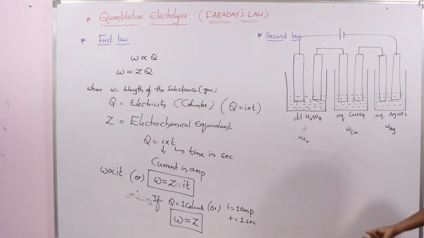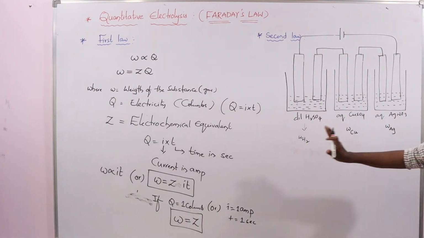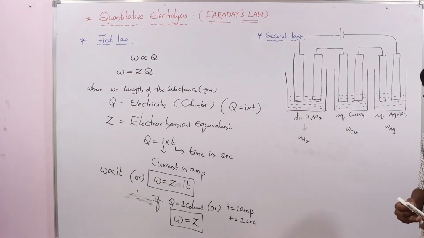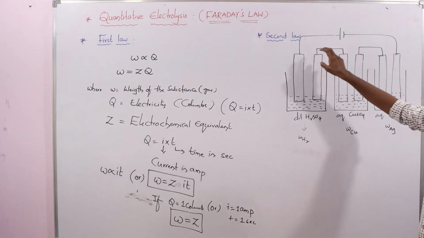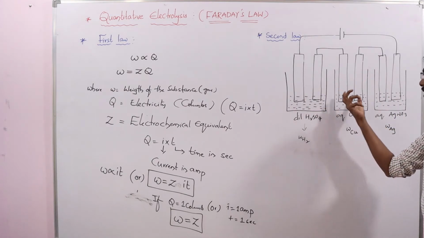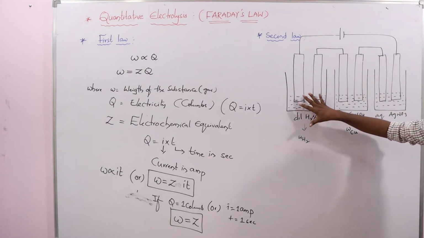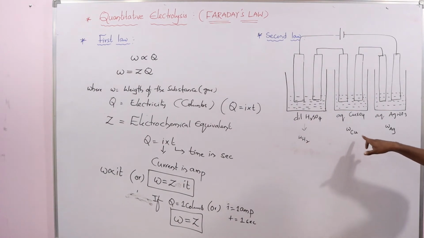So the amount of hydrogen, the amount of copper and the amount of silver are equal to the equivalent weights of the particular substances. That means when we are passing the same quantity of electricity through different types of electrolytic cells, the amounts of substances deposited or electrolyzed are equal to their respective equivalent weights.